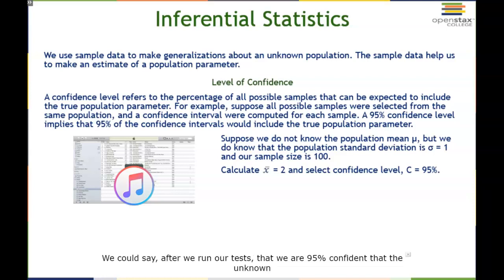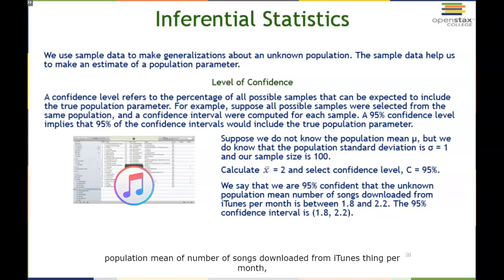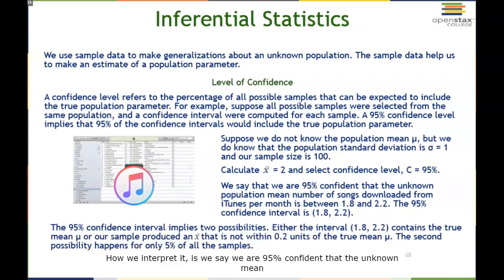We could say, after we run our tests, that we are 95% confident that the unknown population mean of the number of songs downloaded from this iTunes thing per month is between 1.8 and 2.2. The 95% confidence interval would be 1.8 to 2.2. That's the confidence interval. How we interpret it is we say we are 95% confident that the unknown mean is between those two values. So it's not only going to be the calculation portion of the interval, it's also understanding the interpretation of that interval.